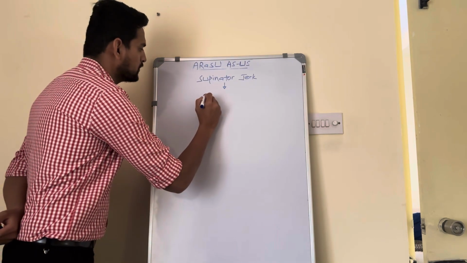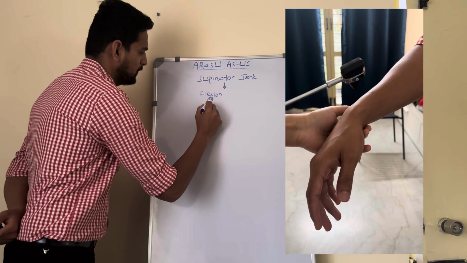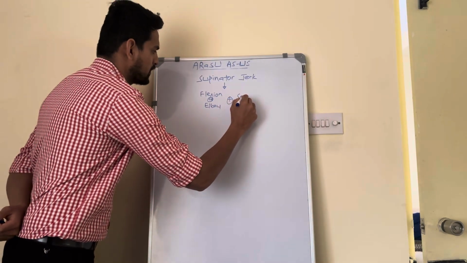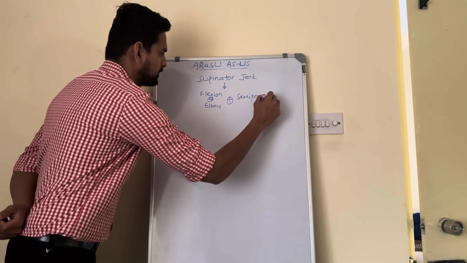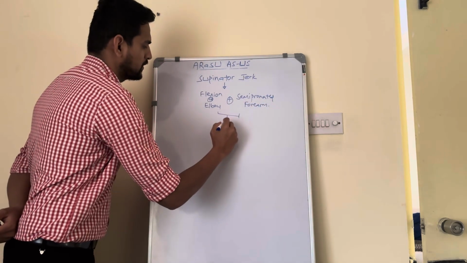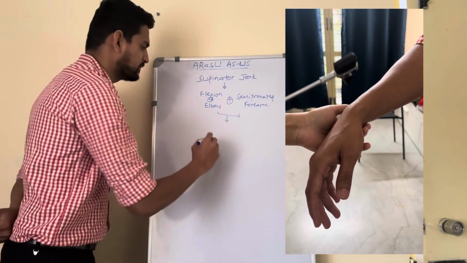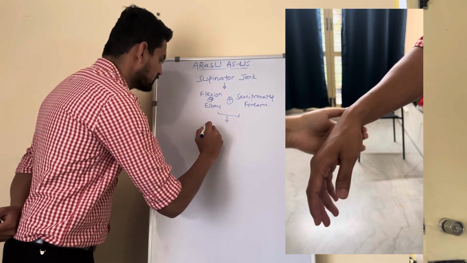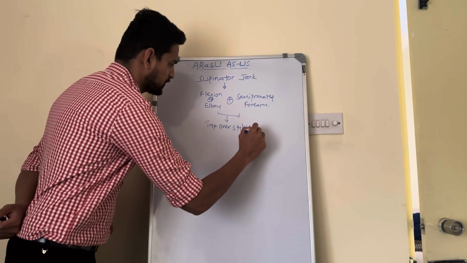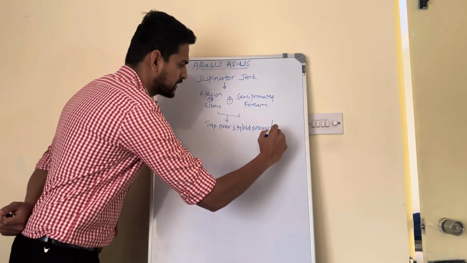Normally we have to do flexion at the elbow, and the forearm should be semi-pronated. Then we will give a jerk with a knee hammer over the styloid process of the radius, that is over the brachioradialis. So tap over the styloid process, or as we name this, deep tendon reflex, so the tendon of brachioradialis.